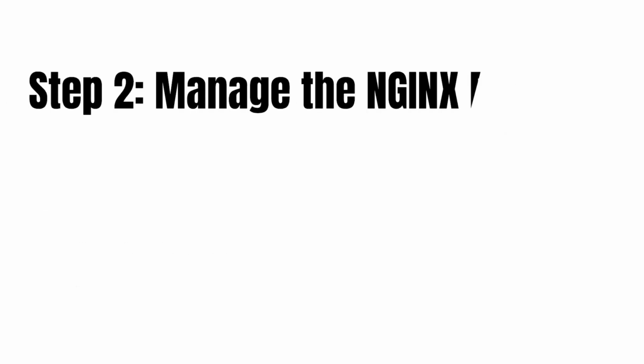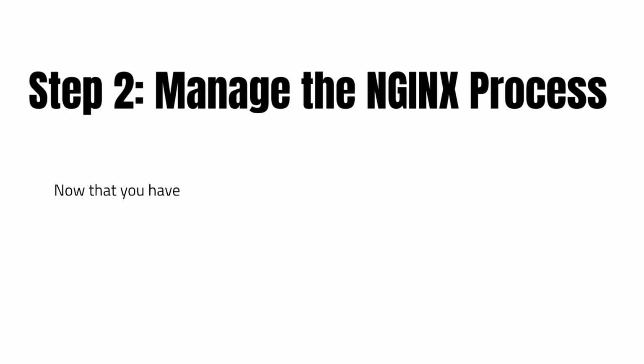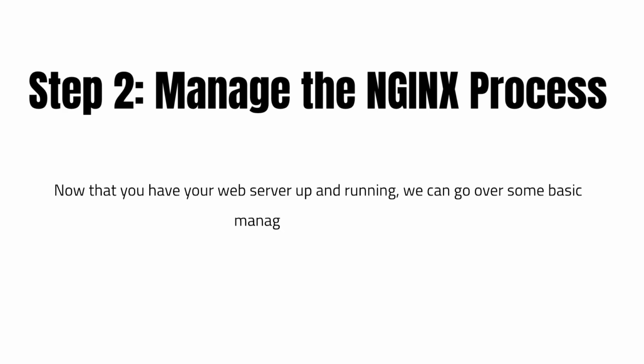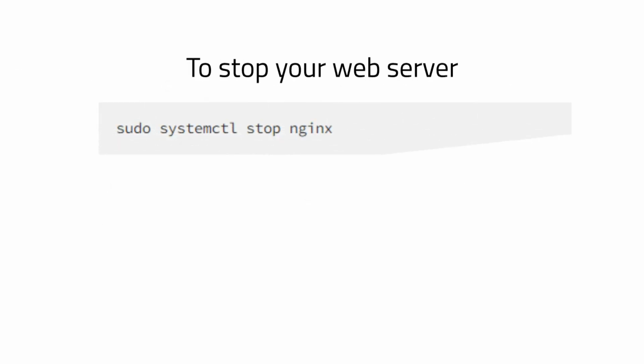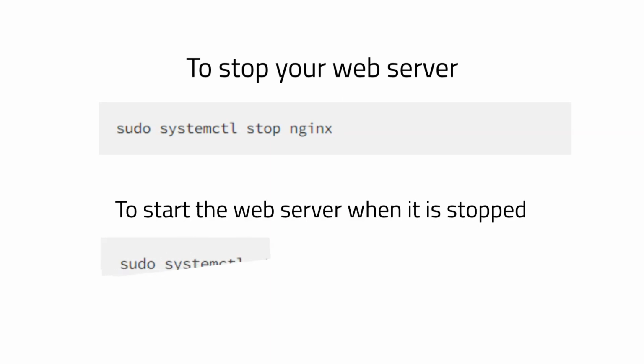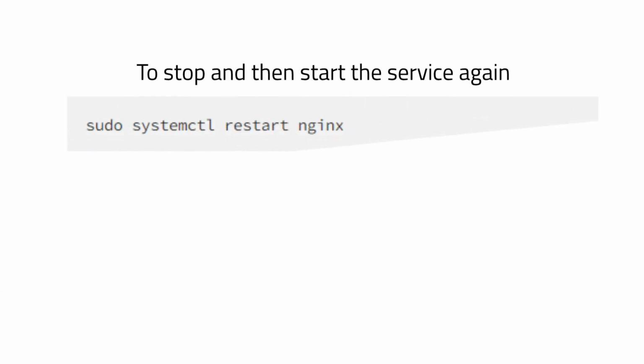Step 2. Manage the NGINX process. Now that you have your web server up and running, we can go over some basic management commands. To stop your web server, sudo systemctl stop nginx. To start the web server when it is stopped, sudo systemctl start nginx. To stop and then start the service again, sudo systemctl restart nginx.